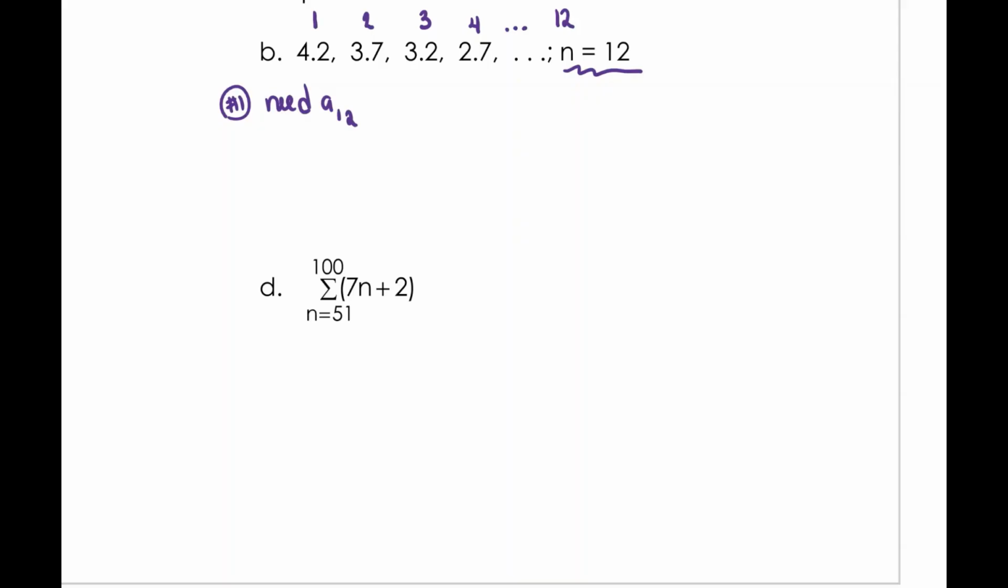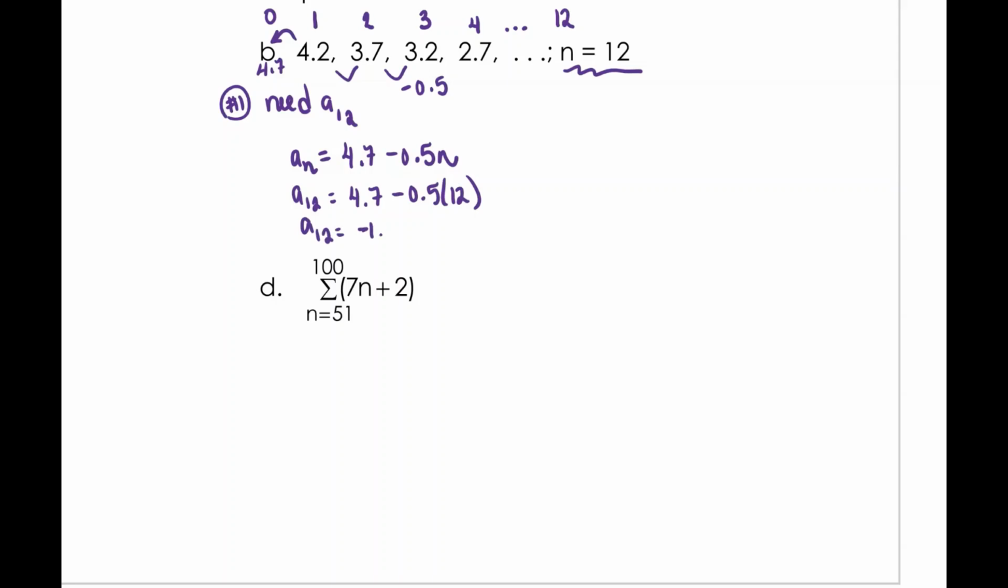This one you can figure out the explicit formula fairly easily. So a sub n is going to equal, what is the common difference here? You should be able to do that in your head: the common difference is negative 1/2. If you worked backwards one term to the 0 term, you would get 4.7. So the explicit formula here is 4.7 minus 0.5n. Now to find the 12th term, we evaluate the formula at 12. It's going to give us 6, and so the 12th term here is negative 1.3.